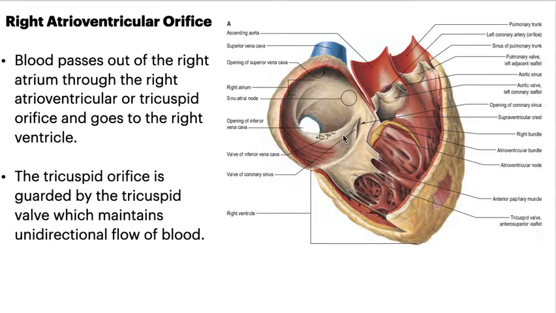Now, the right atrioventricular orifice: blood passes out from the right atrium to the right atrioventricular or the tricuspid orifice and goes to the right ventricle. The tricuspid orifice is guarded by the tricuspid valve, which maintains the unidirectional flow of blood.